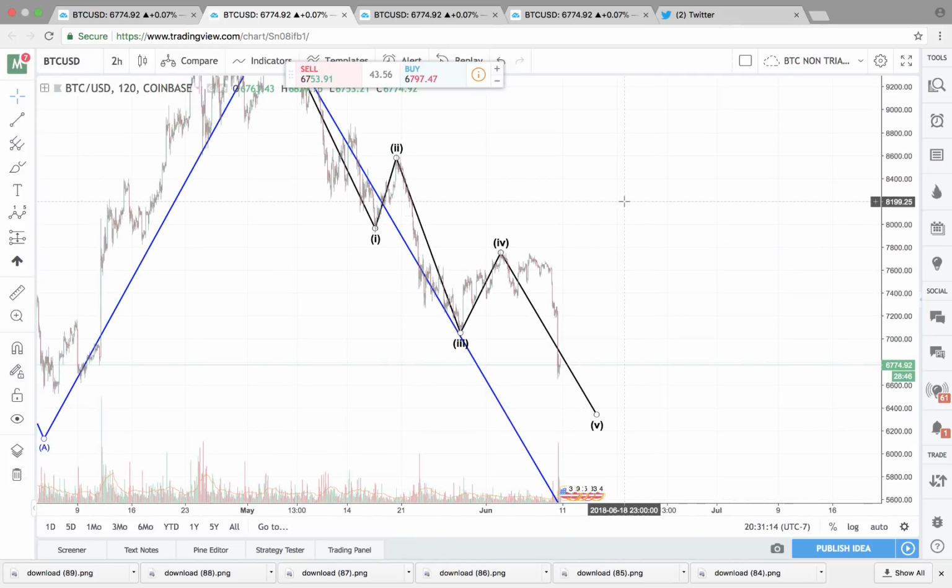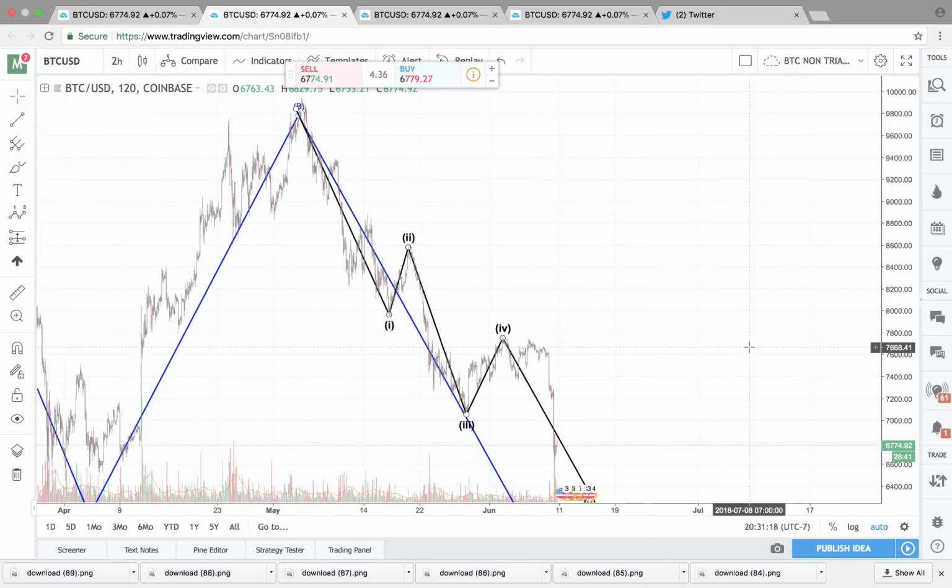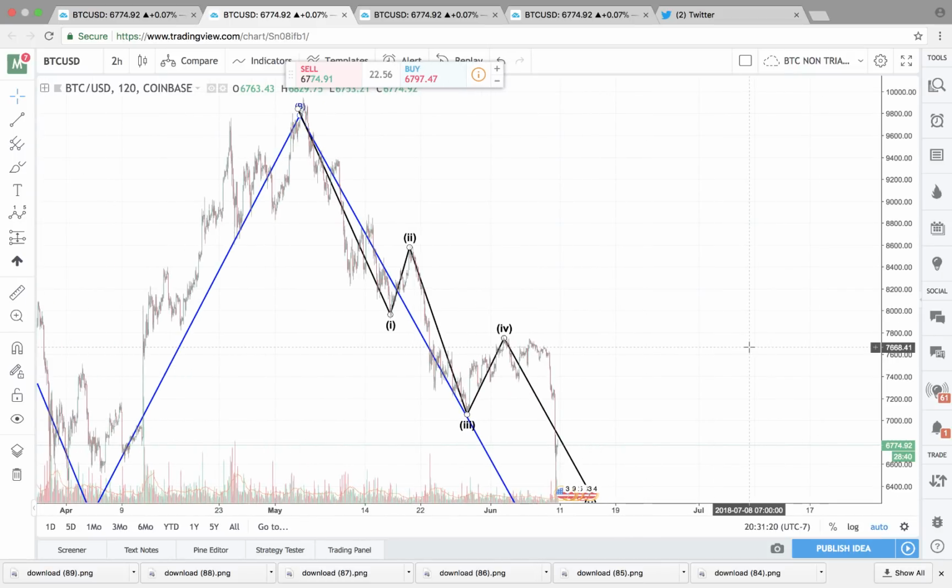Right? So the key here is that, as we know in Elliott wave rules, the third wave can never be the shortest wave. It doesn't have to be the longest. A lot of people make this mistake. It doesn't have to be the longest wave. It just can't be the shortest.